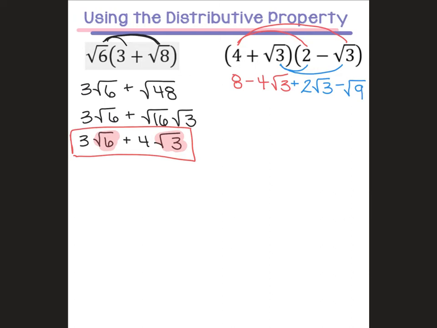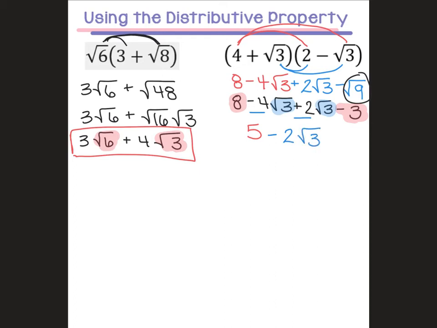Then I want to go back through and simplify anything that can be simplified. So 8 cannot be simplified. Negative 4 square root of 3 can't be simplified. 2 square root of 3 can't be simplified. But square root of 9 is just 3. Then I want to combine any like terms I can. So I have 8 minus 3, which is 5. Since these square roots match, I can combine those. So I have negative 4 plus 2, which is negative 2 square root of 3.